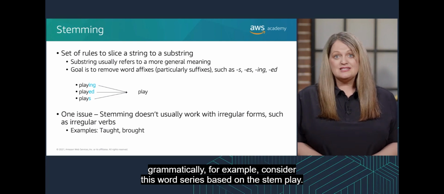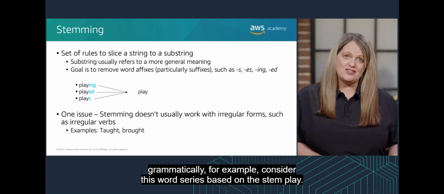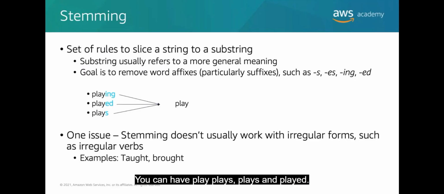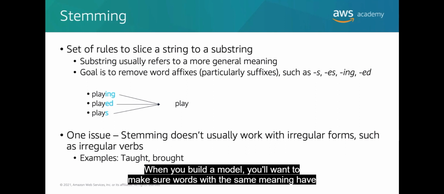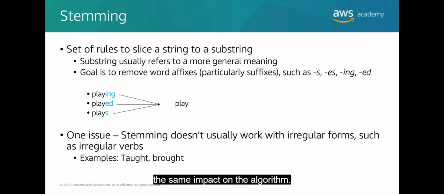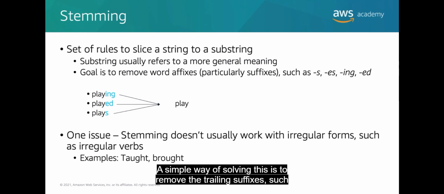In the English language, a word has many different forms that can be used grammatically. For example, consider this word series based on the stem play. You can have play, plays, playing, and played. When you build a model, you'll want to make sure words with the same meaning have the same impact on the algorithm. A simple way of solving this is to remove the trailing suffixes, such as the suffixes used to indicate plurals or verb tense, like s, es, ing, and ed.